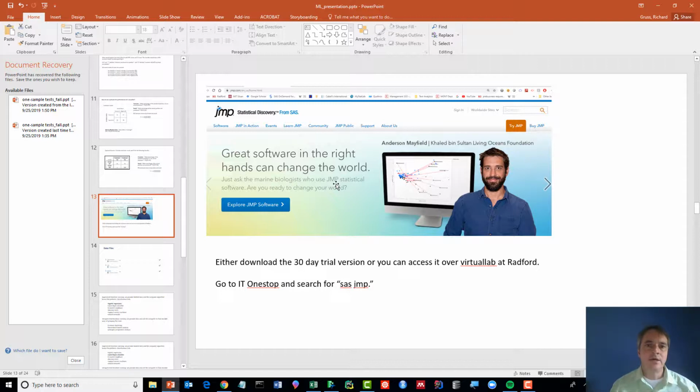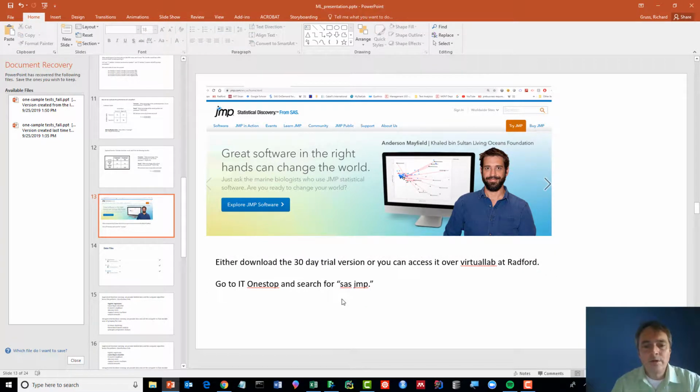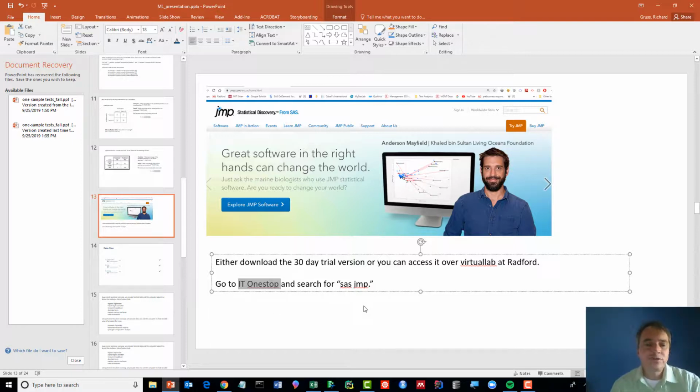It's just a point-and-click statistics tool that can optionally hook into a more powerful SAS underlying base, but it's a nice simple tool to use for a lot of statistical things. In fact, it's what I usually use when I'm doing research. So you can either go to the SAS JMP webpage, and they have a 30-day trial version. Or if you go to IT One Stop at Radford and search for SAS JMP, it'll lead you to some instructions.